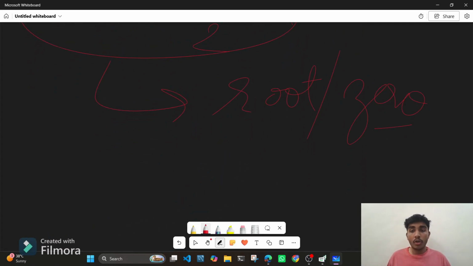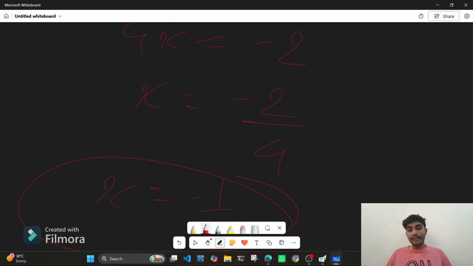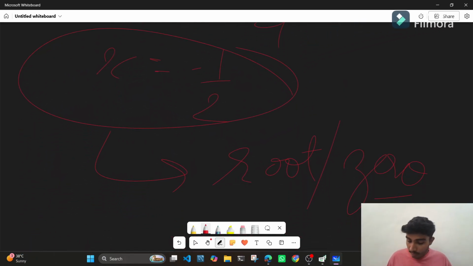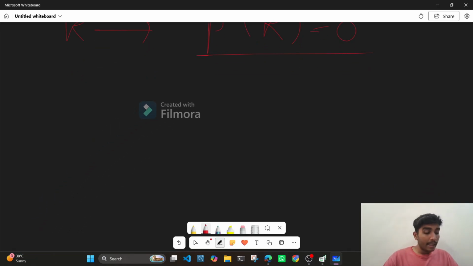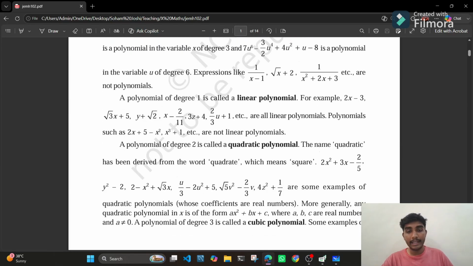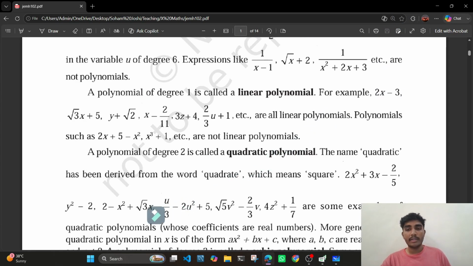This is called a root or the zero of the equation. Basically, it is a value. Let's say this is k. So k is said to be a zero if p of k becomes zero. That is, if we put the value of k into x, then we will get p of x equal to zero. Are you getting my point? Is that clear? We have seen this. You can see also here.